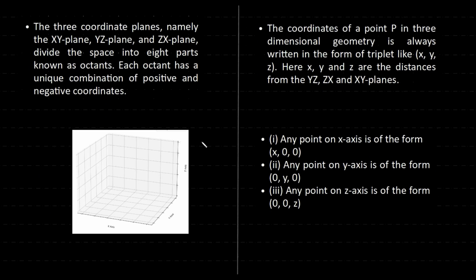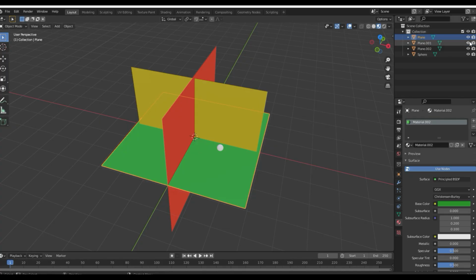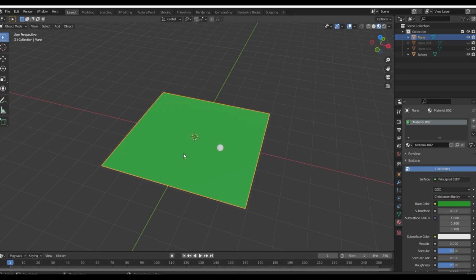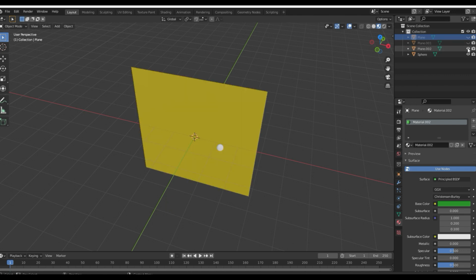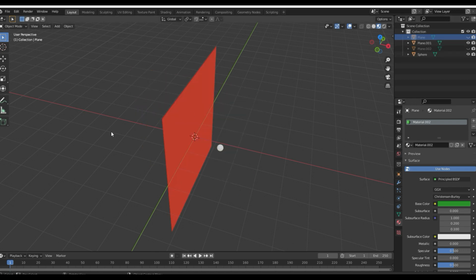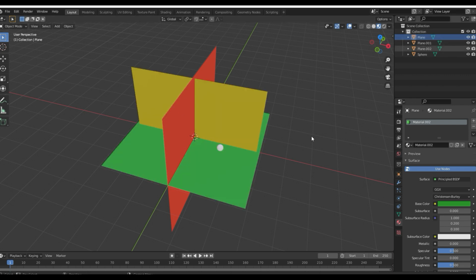The next point is the three coordinate planes, namely the xy plane, yz plane, and zx plane. Let me show that. Here we are looking at all three planes. Let me take this as the xy plane. Then let's take this as the yz plane, and this would be the zx plane. All of them put together are the three planes.